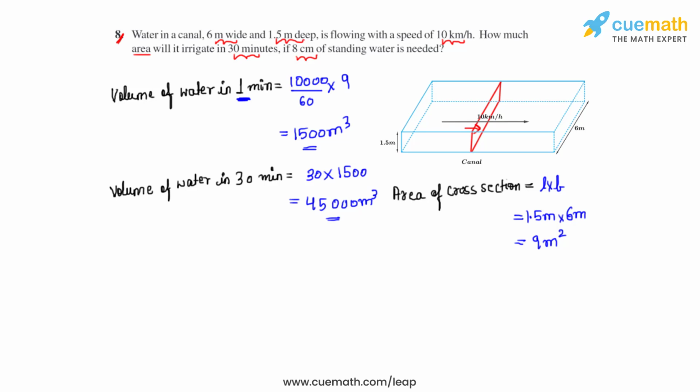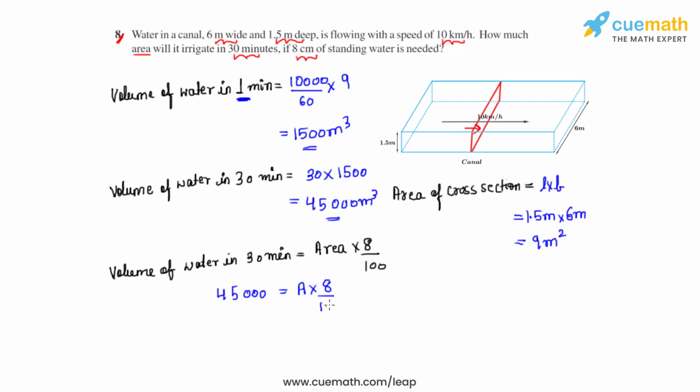So the volume of water that flows in 30 minutes will be equal to the area that it will irrigate in 30 minutes, with water which is standing 8 centimeters tall. So what we can write is volume of water in 30 minutes equals area times 8 by 100. We have converted 8 centimeters into meters. So here we substitute it as 45,000 equal to area, which is A, times 8 by 100. And on calculation, we get the answer as area equal to 5,62,500 meters square.